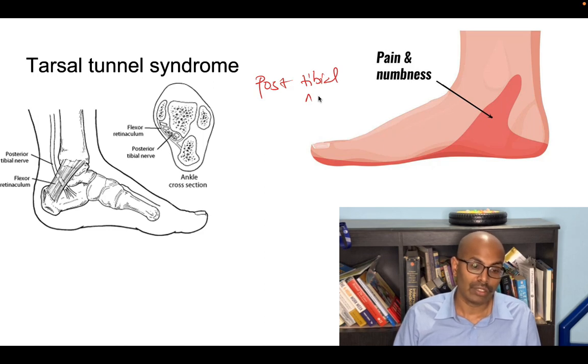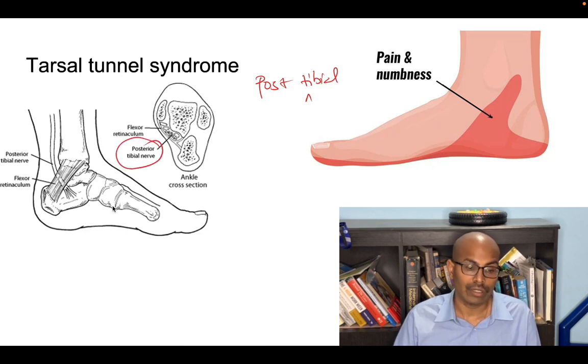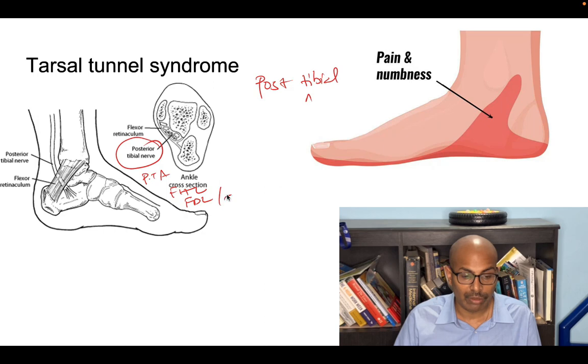So what are the contents of the tarsal tunnel? The contents of the tarsal tunnel include the posterior tibial nerve, right? Then the posterior tibial artery, flexor hallucis longus, flexor digitorum longus, and tibialis posterior. So the first thing is the posterior tibial nerve, then the posterior tibial artery, flexor hallucis longus, flexor digitorum longus, and tibialis posterior.